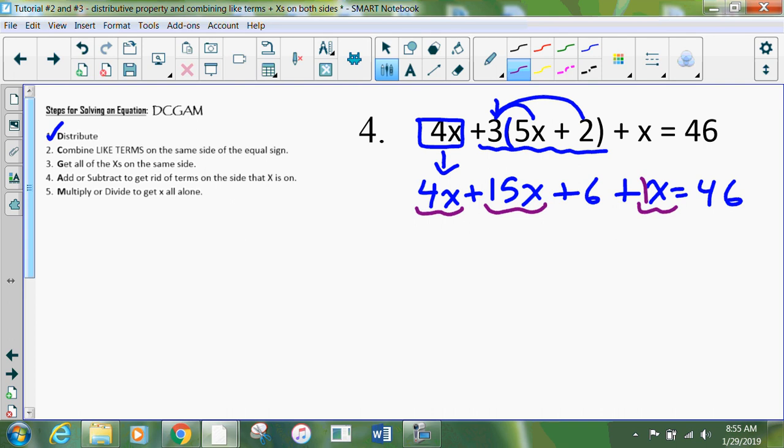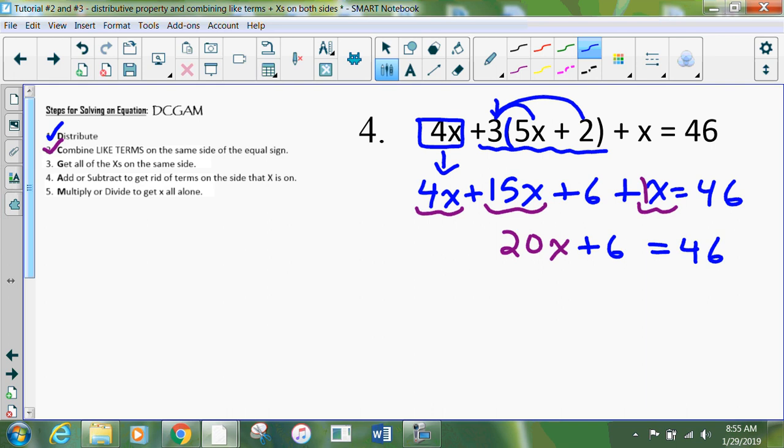So we've got 4 plus 15, which is 19, plus another x, which is 20. So we have 20 x's altogether. So we just did that second step of combining the like terms on the same side. And now we're going to go ahead and bring down the 6, the equal, and the 46.